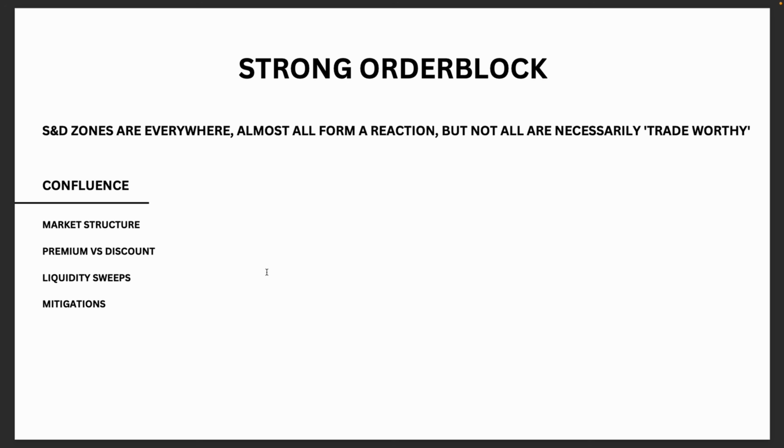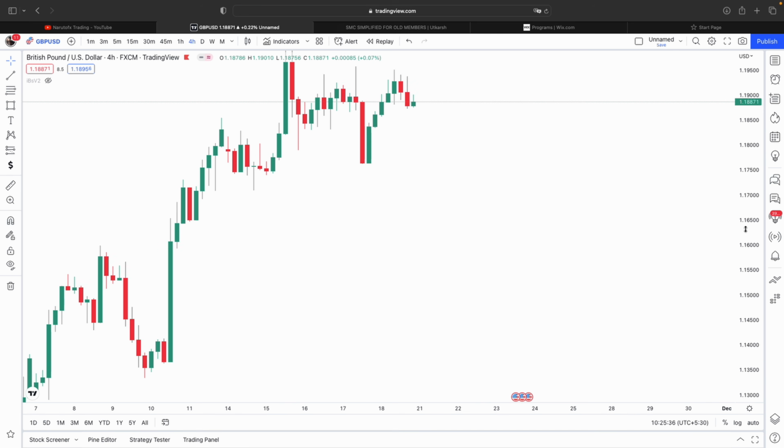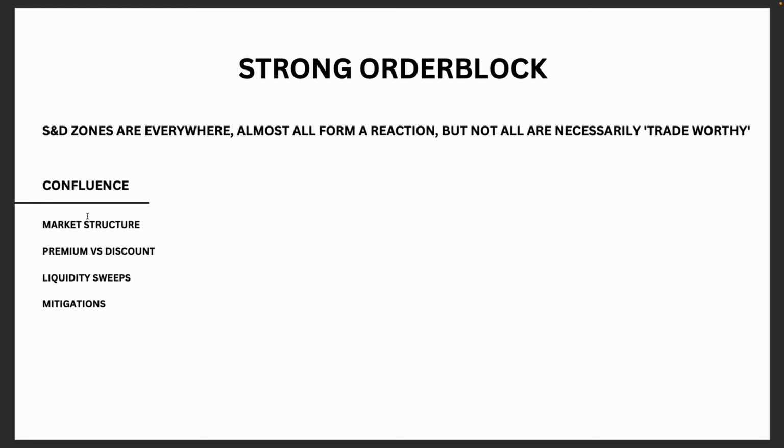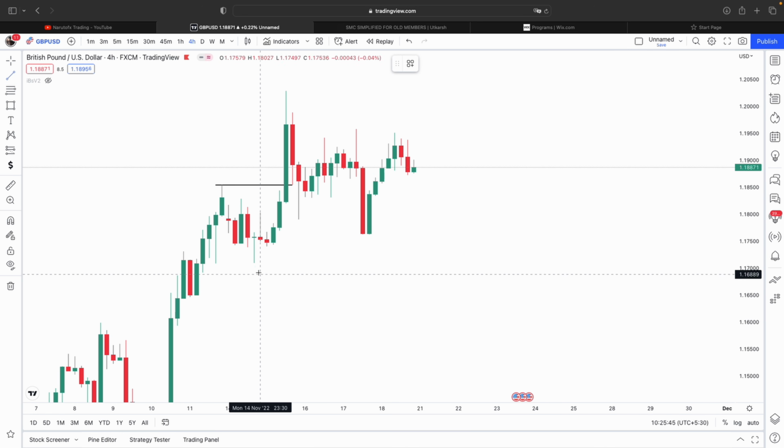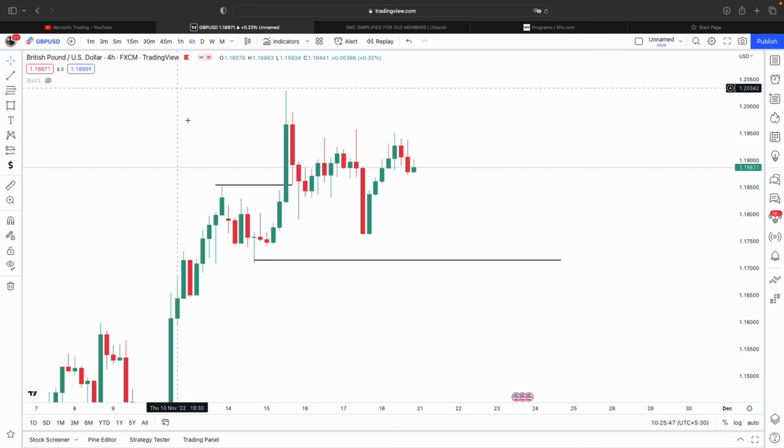So there are many confluences which matter in marking the perfect order block. The first one is market structure, second is premium discount pricing, and third is liquidity sweep and mitigation. Okay, let's say this one. In this scenario, we can see market structure: price is going to the upside. This is the high, this is the low, price is going to the upside.